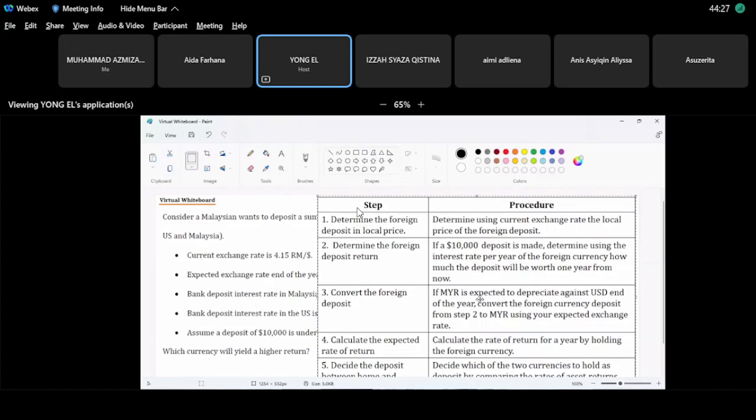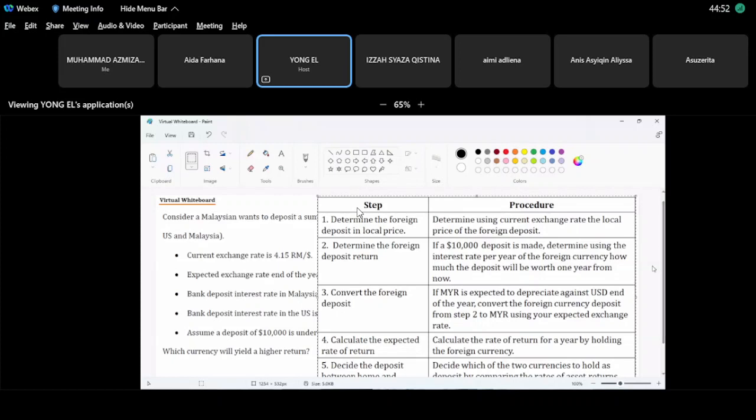How do we make expectations? It's something that we can base on different factors, right? For example, in the coming lecture topic, you will learn how expectations can be made in order to understand whether this currency will appreciate or depreciate against each other. Right. Number 4, calculate the expected rate of return.